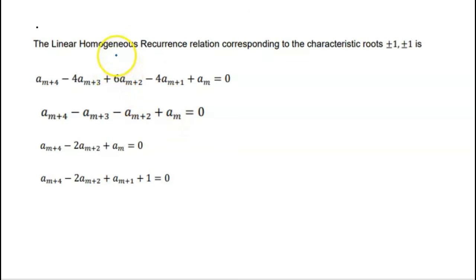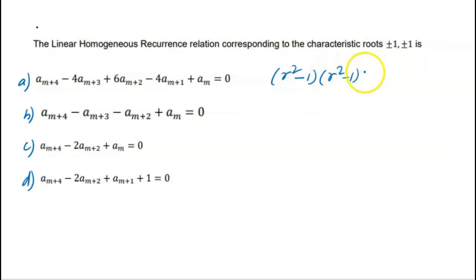So let us see the next problem. The linear homogeneous recurrence relation corresponding to the characteristic roots plus or minus 1 is, here the options, let me write them because they are not written. Now if I have to answer this question, I don't feel like I need to explain, but anyway, what will plus or minus 1 roots correspond to? If I write the characteristic equation, the roots will be plus or minus 1 if we have an r square minus 1 factor in the characteristic equation, right? This will give me plus or minus 1, and another, again we need to have r square minus 1.